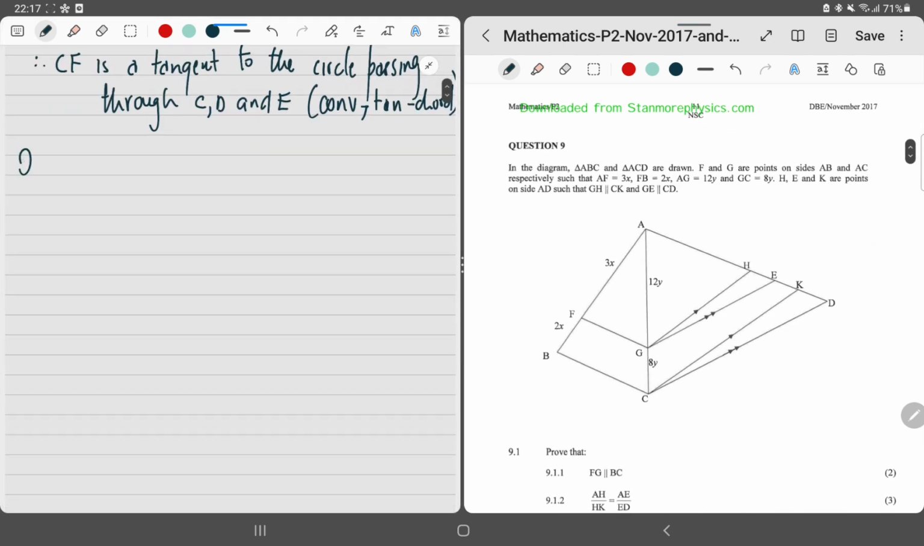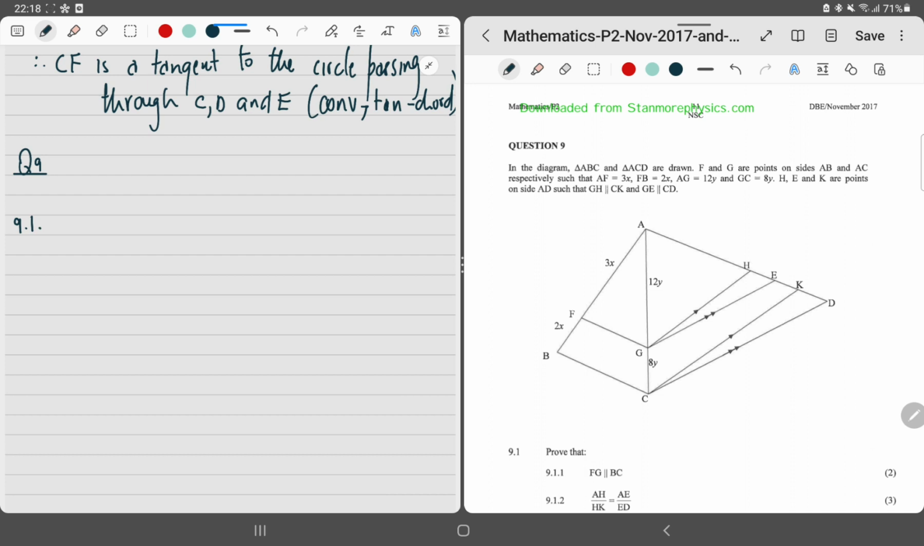Question 9. In the diagram, triangle ABC and ACD are drawn. F and G are points on sides AB and AC respectively, such that AF is 3x and FB is 2x, AG is 12y, and GC is 8y. H, E and K are points on side AD, such that GH is parallel to CK and GE is parallel to CD.